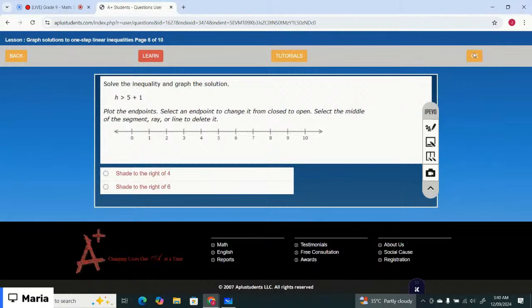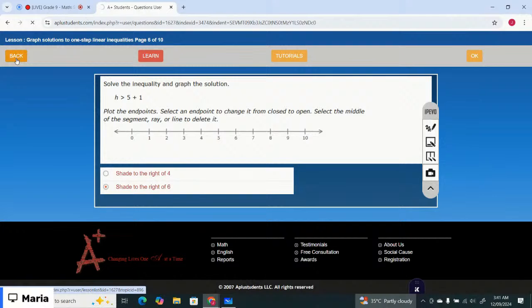A is greater than 5 plus 1. So which is the correct option? The correct option is shade to the right of 6. Okay, you can complete the lesson by yourself later today.